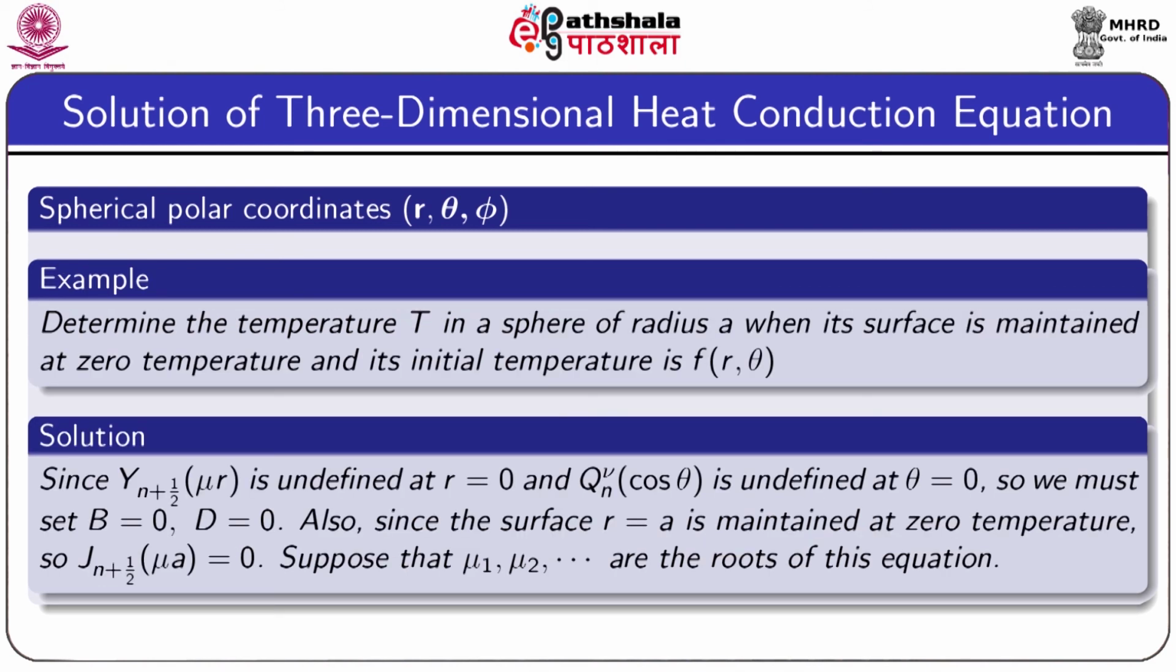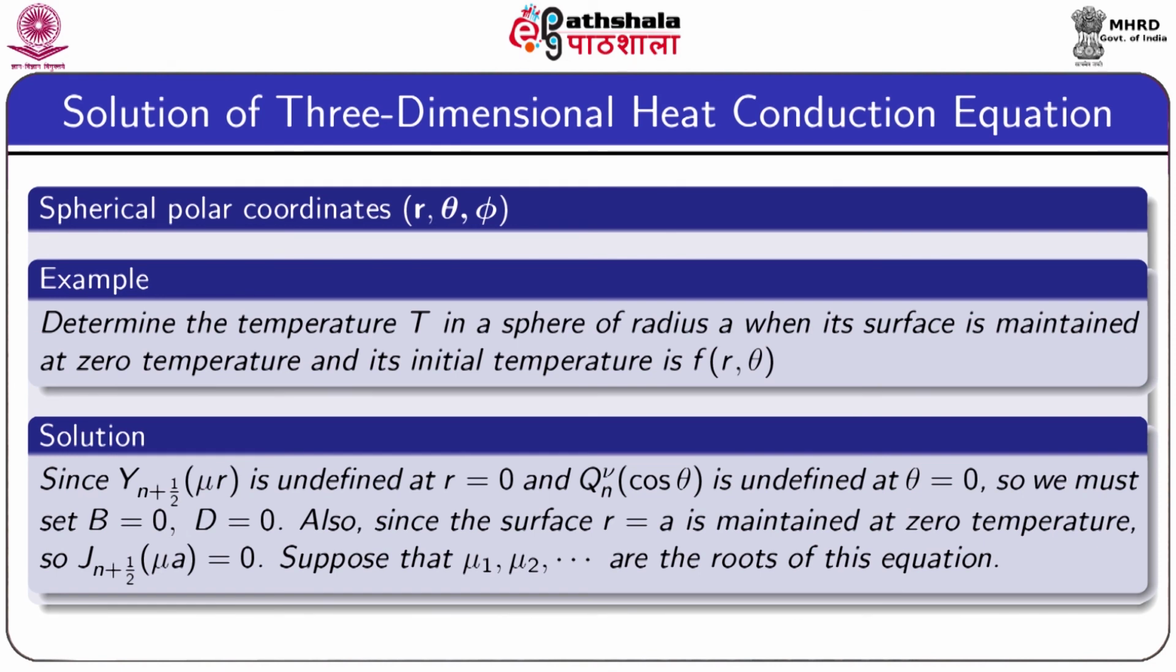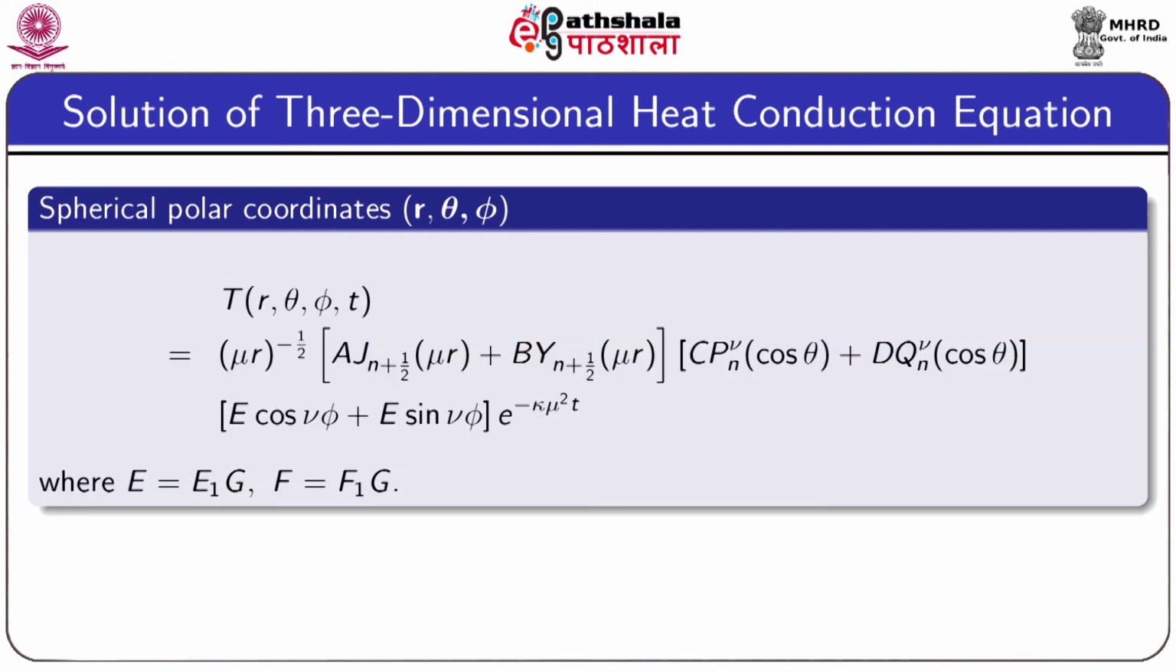Now, we shall see one example where we need to use the solution of the heat equation in spherical polar coordinate system. In this problem, we have to find temperature T in a sphere of radius a, where its surface is maintained at 0 temperature and the initial temperature is given by the function small f. If we go back to the general solution of the heat equation in spherical polar coordinate system, you can see this is a combination of Bessel function, Legendre function and Fourier function.